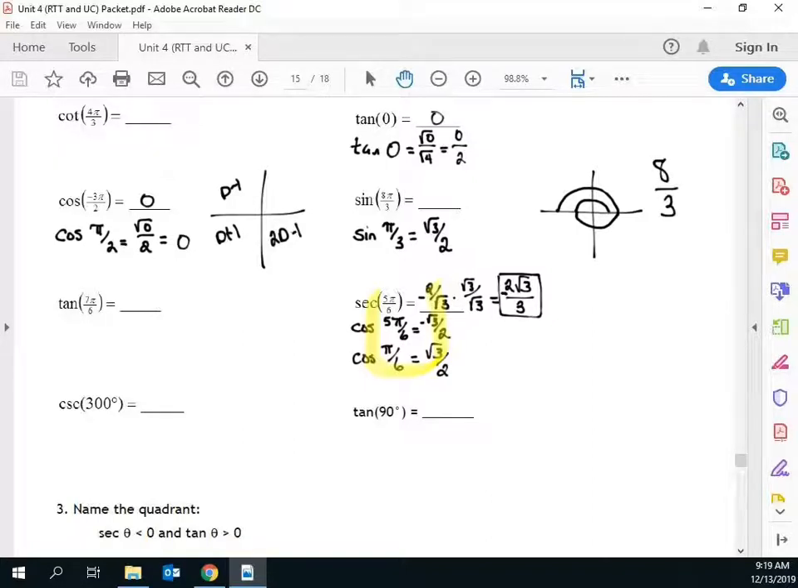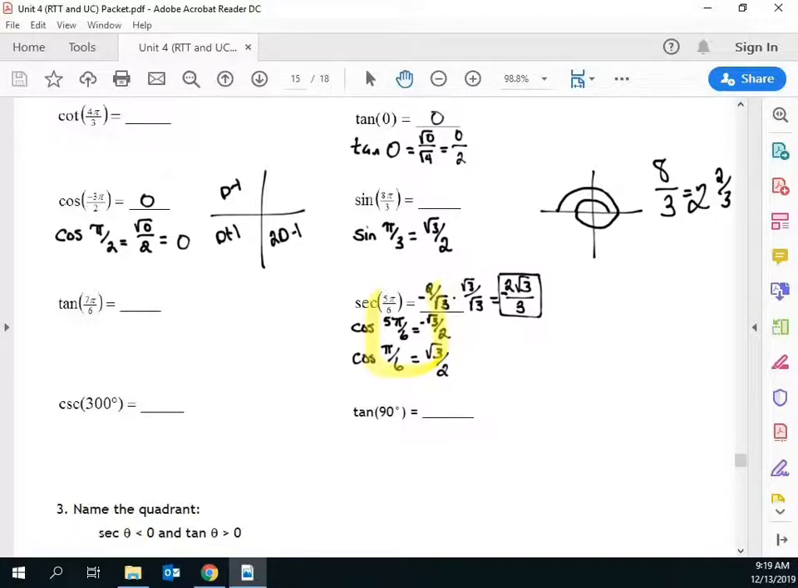How many times does 3 go into 8? Twice. What's left over? 2 2/3, right? So what that tells you is 8 pi over 3 is actually 2 pi and 2/3 pi. 8 pi over 3 reduced to 2 pi and 2/3 pi. Well, what is one full circle around, guys?